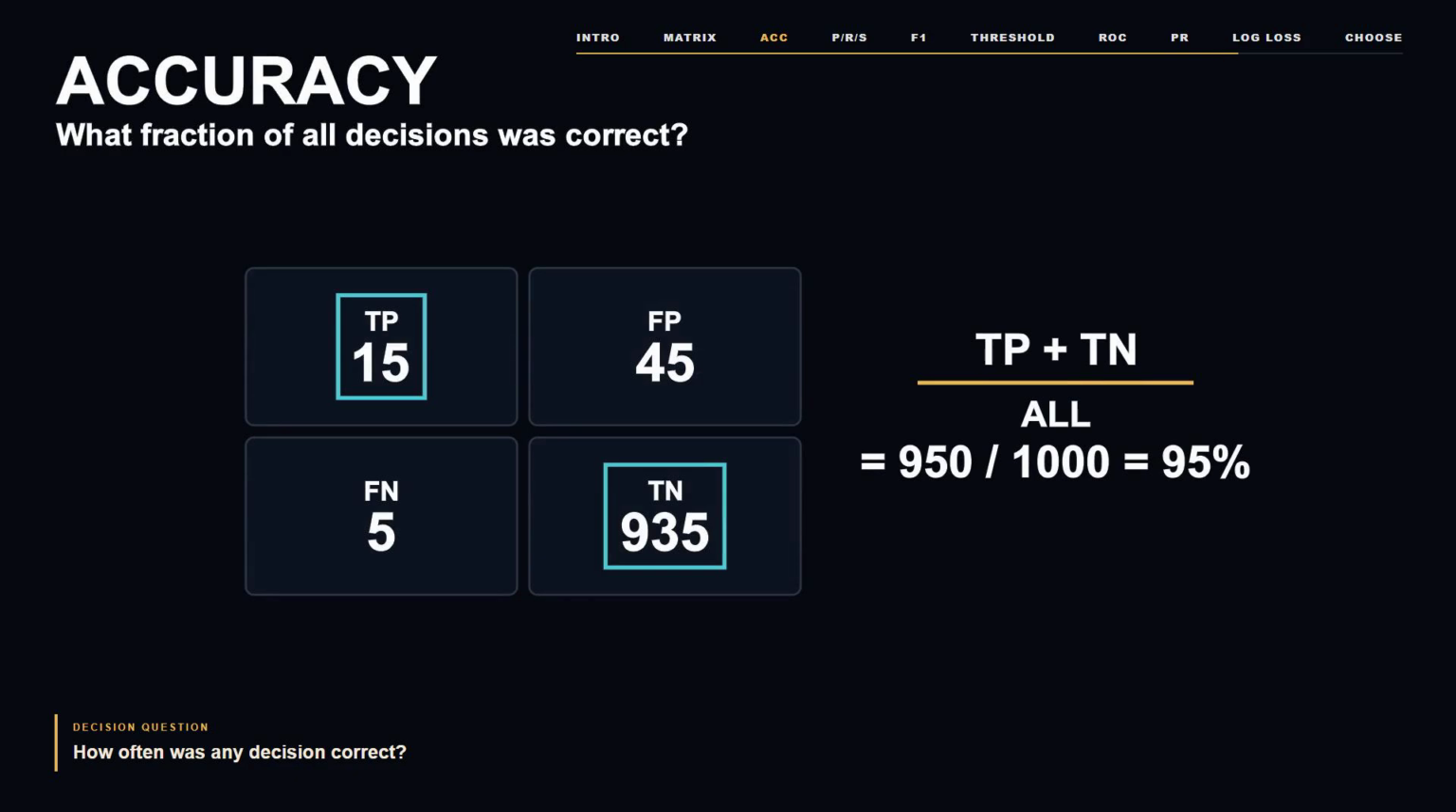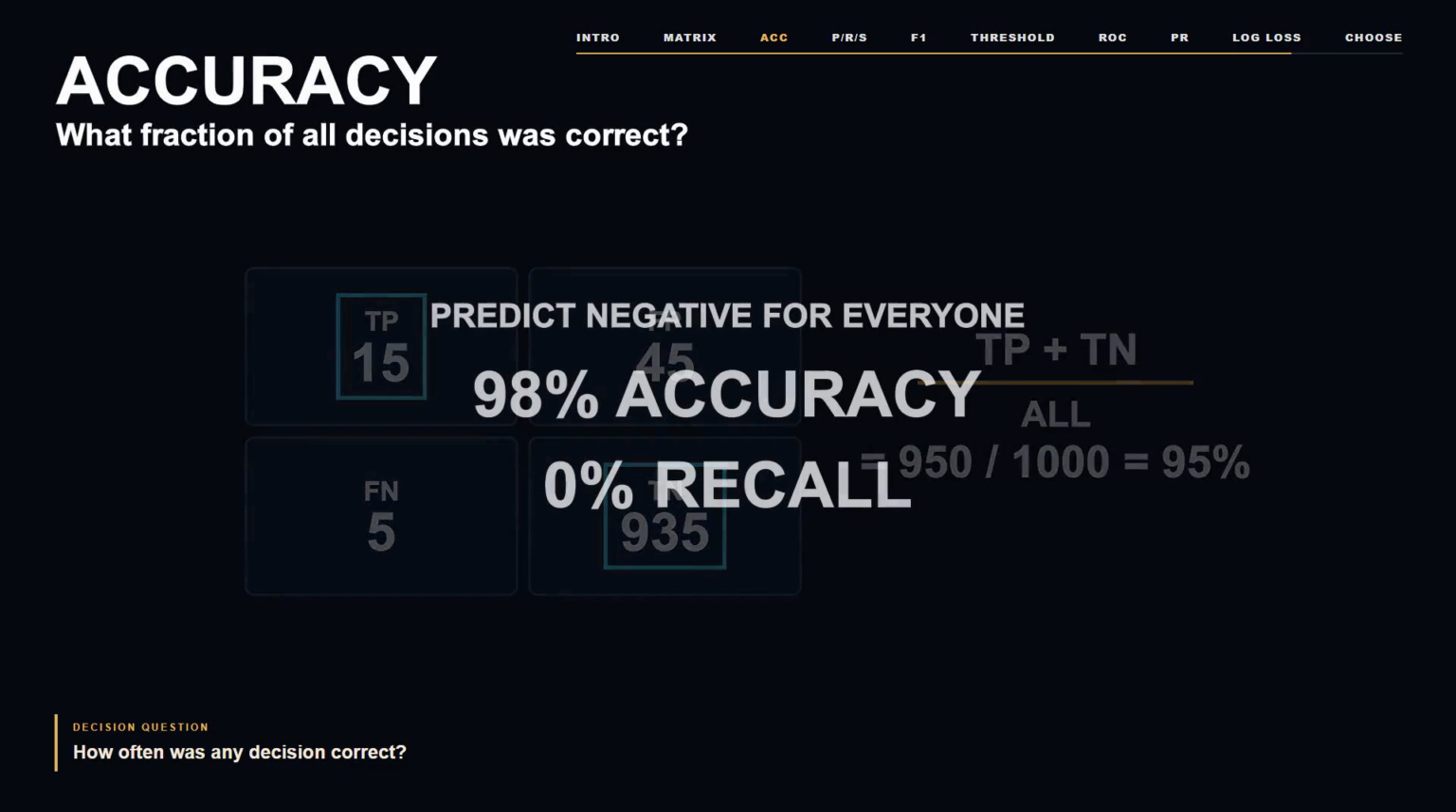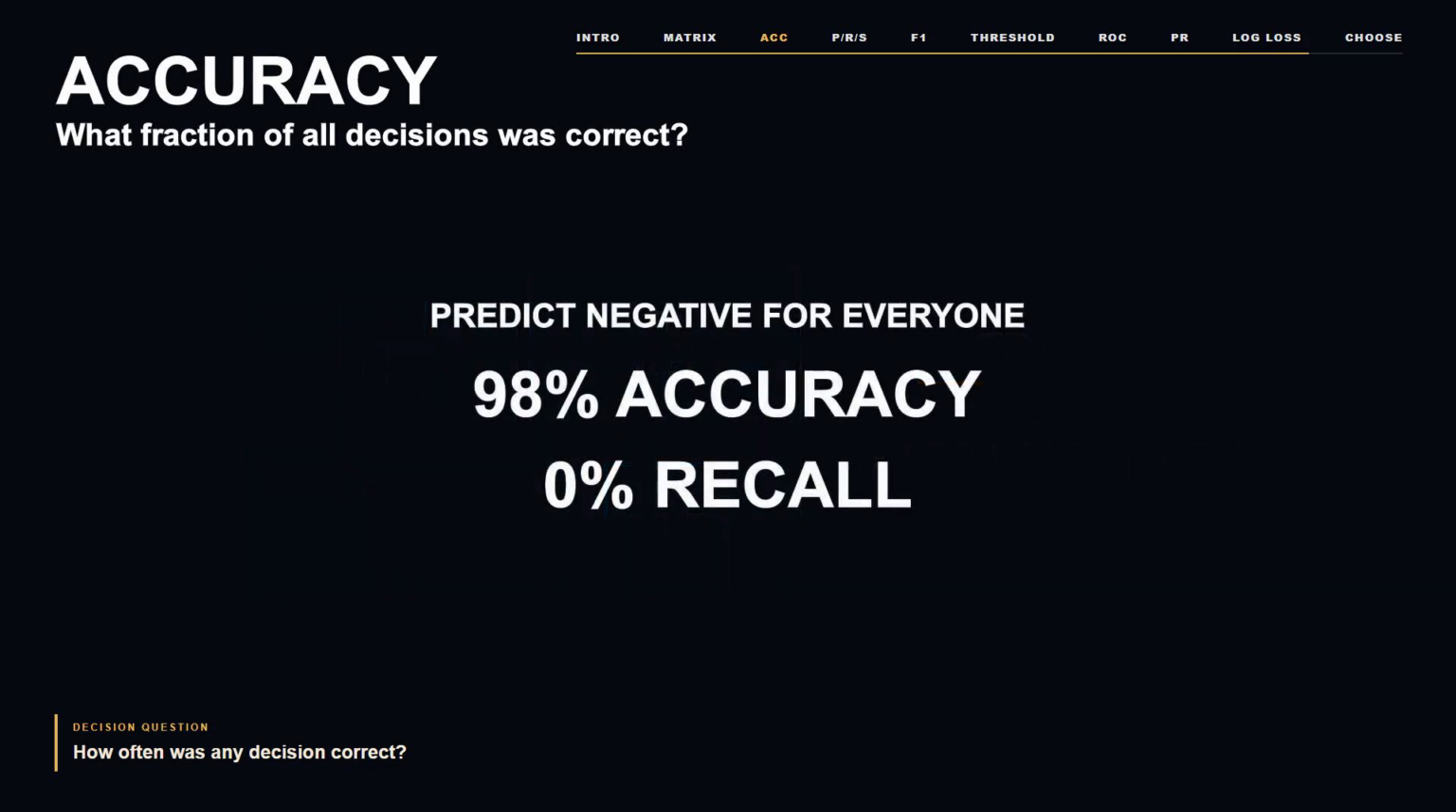Accuracy is useful when the classes are reasonably balanced and both kinds of mistake carry similar cost. But with only 20 positive cases, the 935 correct negatives dominate the score. A model that predicts negative for everyone would still be 98% accurate, and would miss every patient with the condition.